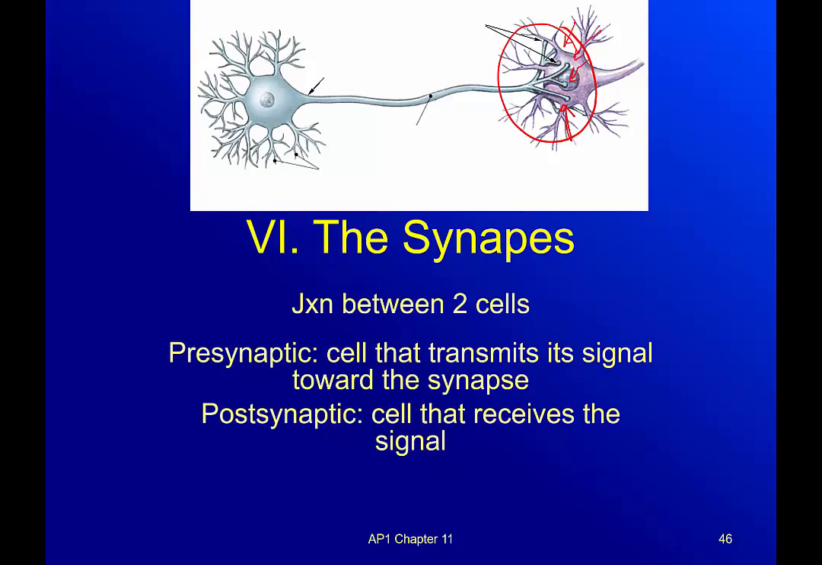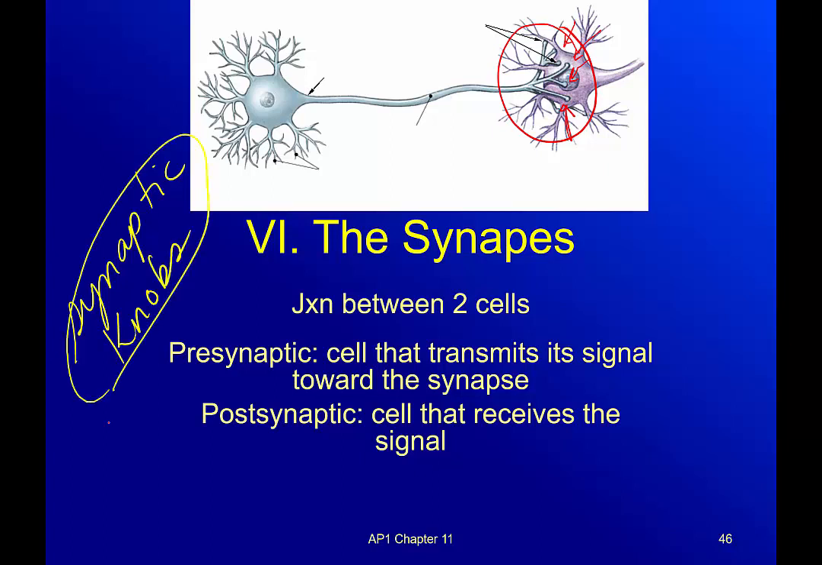By the way, just so you know, your book also, for some reason, didn't used to say this, but now it does, calls them synaptic knobs. I don't know why. I will always call them synaptic terminals. But I want you to be aware that that's a possibility. If you hear synaptic knobs, it's the same thing as synaptic terminals. Anyway, it's a junction between two cells.